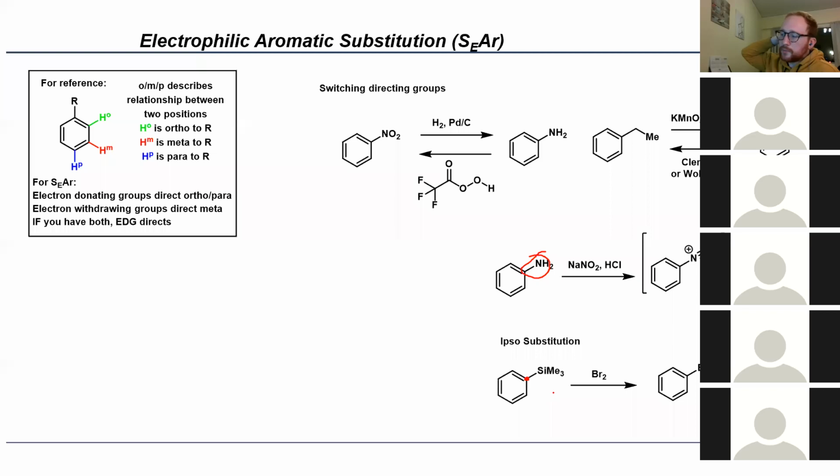Yeah, so especially for the silyl groups, they're very selective for ipso substitution. So adding a group at the same position that it came from.